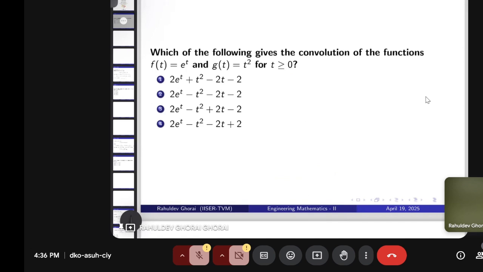Which of the following gives the convolution of the functions? Okay, so you know the convolution. Convolution is defined as an integration, right? So f star g will be the integration over f(t) g(t minus s) ds, that type of thing. So mainly here you need to find out what is the convolution function.